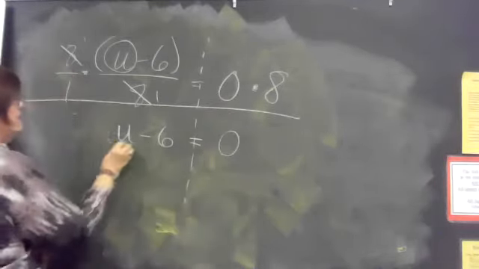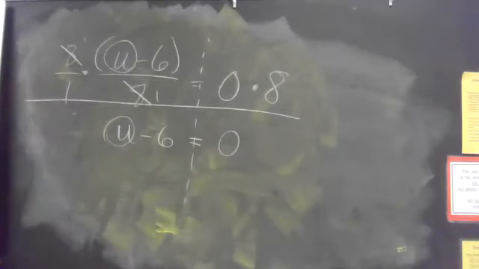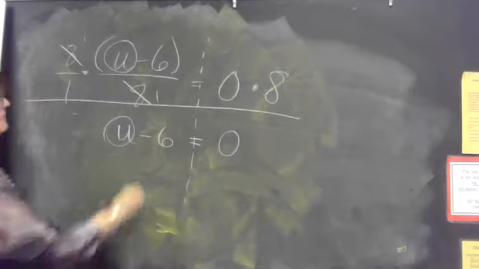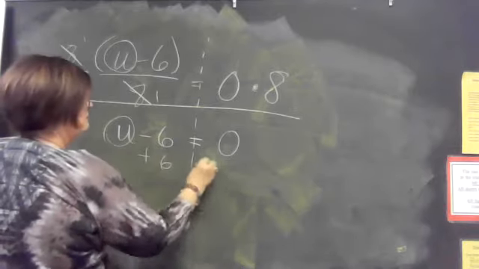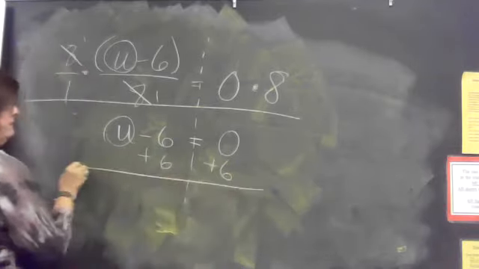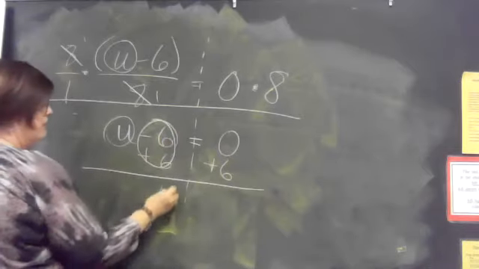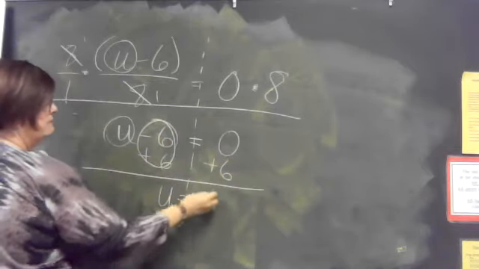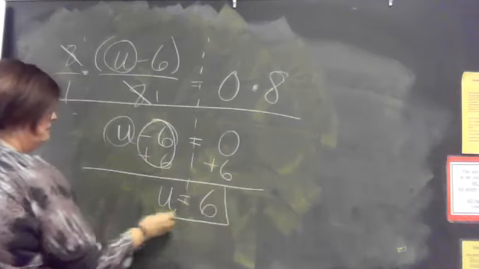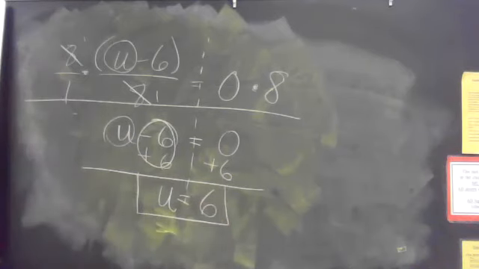All right. And we look at our equation and we're not finished. What do I need to do now? Add 6. Add 6. So now I have U equals 6. Y'all see?